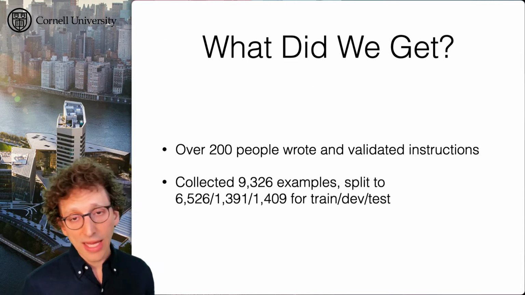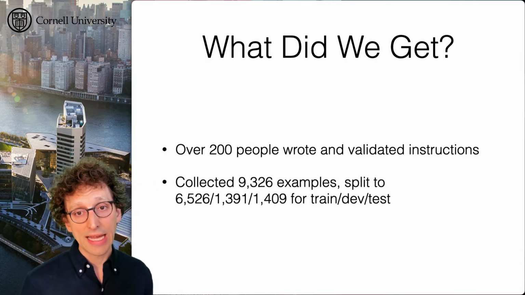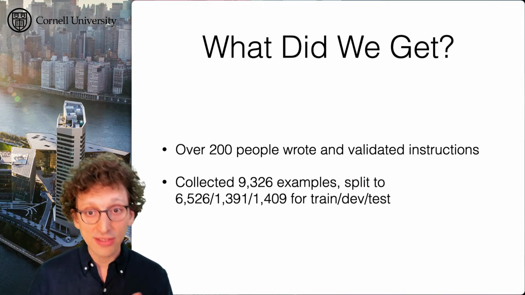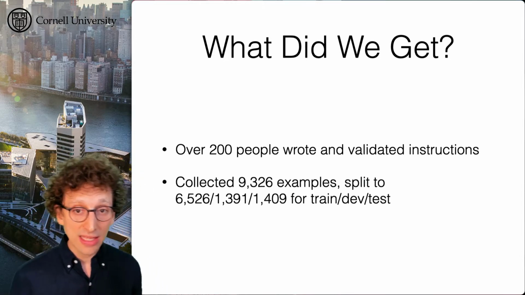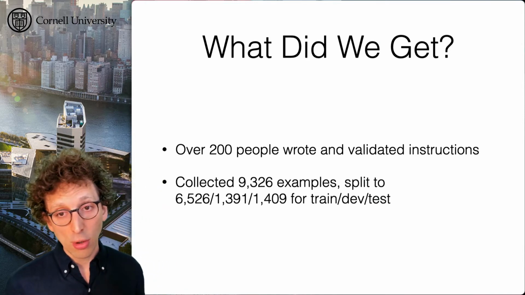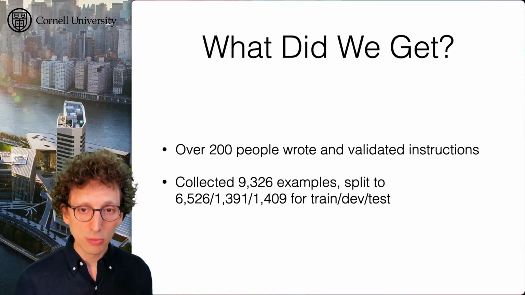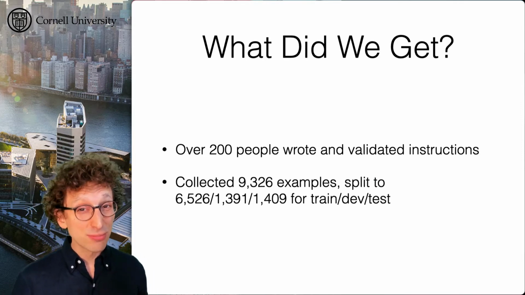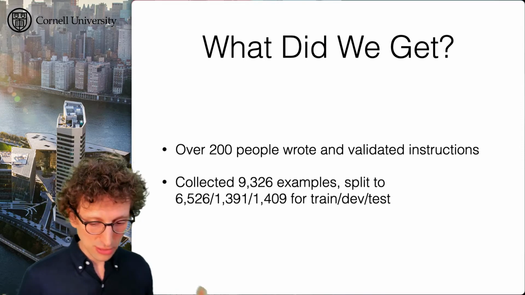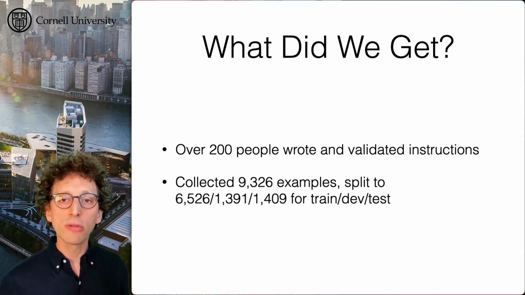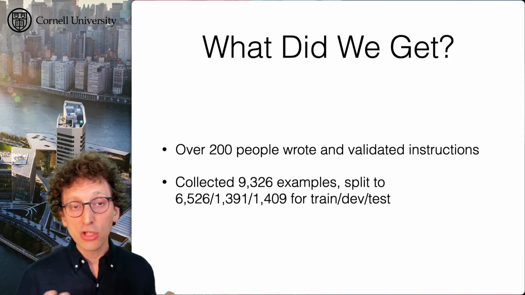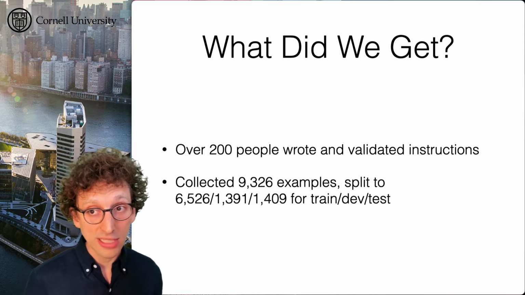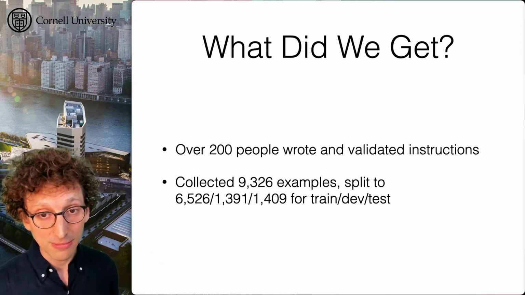So what do we get? We had over 200 people work as instruction writers and validators, and we collected over 9,000 of these examples, and we split them to train, dev, and test set. This is a relatively small data set by the scale of a contemporary data set, and this is intentional because one of the key challenges is to deal with a complex environment given relatively limited amount of instruction data, but a lot of visual data.